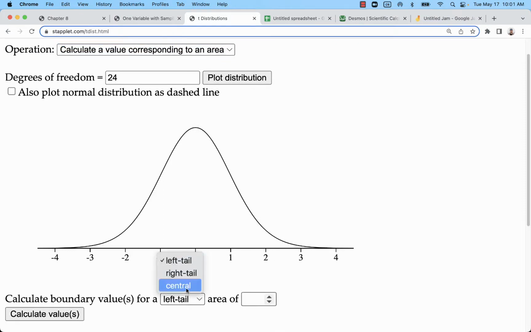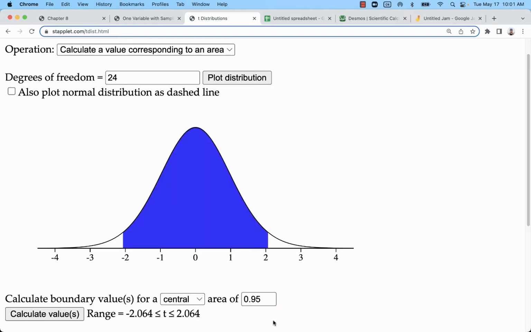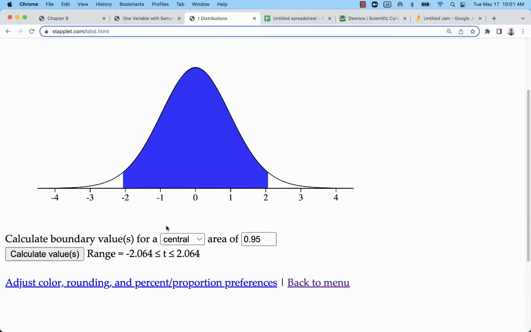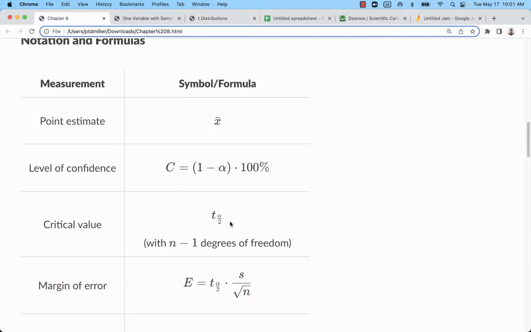And then for confidence intervals, we keep a central portion, and that is our confidence level. So if I want to be 95% confident, I'm going to keep the middle 0.95, and that gives me my 2 critical values. Now the notation is alpha over 2. So alpha is going to be the complement of the confidence level. If I have 95% confidence, alpha will be 5% or 0.05. Alpha over 2 will be 0.025.